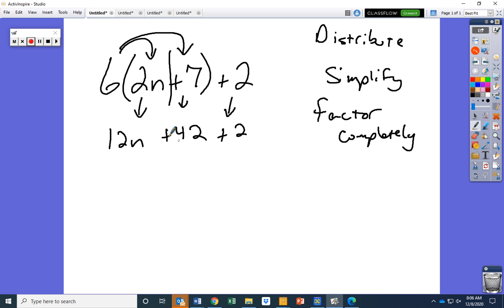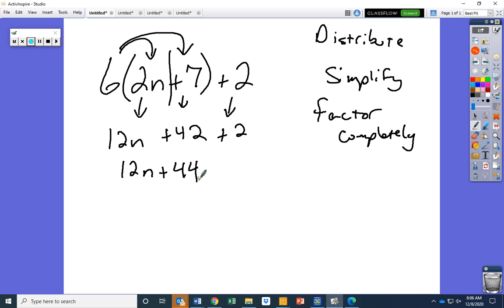Now, can I simplify anything here? Can I combine these two? They're both positive, but why can't I combine them? Because this has a what? Has an n. Can I combine these two? Yeah. So I have 12n plus 44.